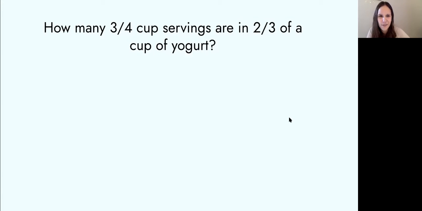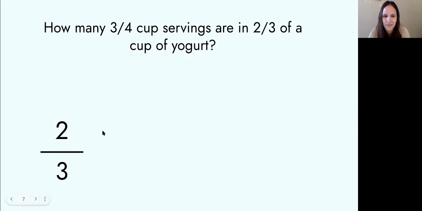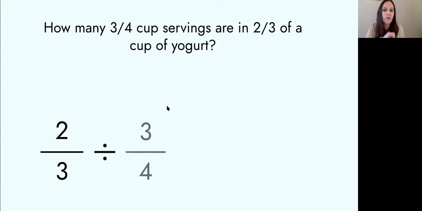Now let's return to that original question. How many 3/4 cup servings are in 2/3 of a cup of yogurt? Well, I like to ask myself, what are we starting with? Are we starting with 2/3 a cup of yogurt, or are we starting with 3/4 cup servings? We're starting with just the 2/3 cup of yogurt. So I'm going to put that as my first fraction. Now we're trying to divide that much yogurt into 3/4 cup servings to figure out how many 3/4 cup servings we'll end up with. That will be the answer to our division problem.